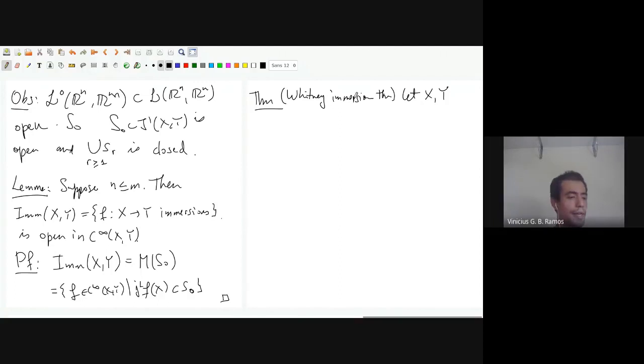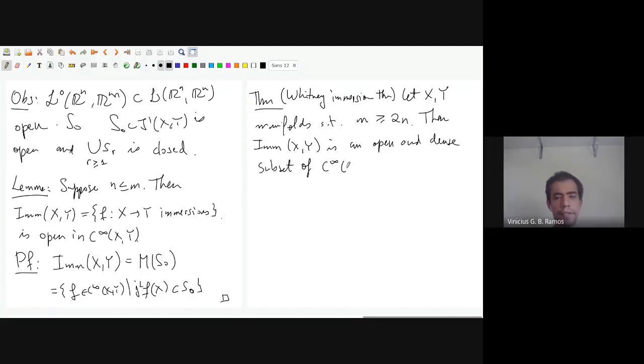So if we have X and Y manifolds such that the dimension of Y is at least twice the dimension of X, then the set of immersions from X to Y is an open and dense subset of C infinity of X, Y. Okay. So, the fact it's open is very, very easy, but it's not only going to be non-empty, it's going to be dense. So, I guess even the fact that it's non-empty is interesting.